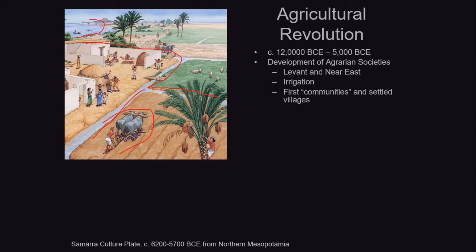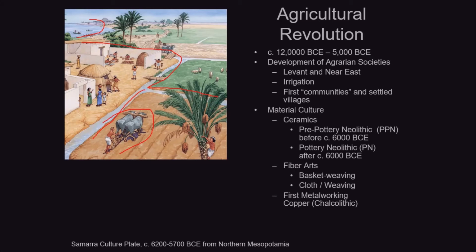Now, the biggest thing that this does is it allows you to settle down. You don't have to wander around with your animals. You can grow your own food. You're still at the mercy of a drought, but it's a lot more dependable than even animal domestication. And this allows you to build permanent villages and permanent buildings for the first time because you don't have to move around. And we see a huge explosion in material culture.